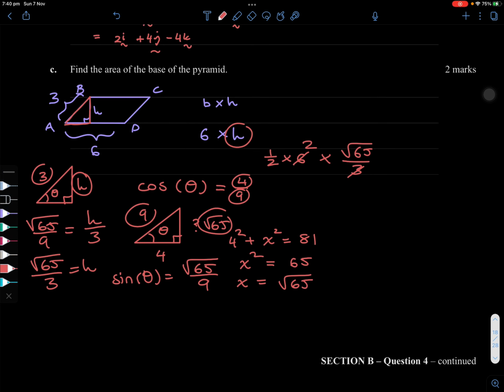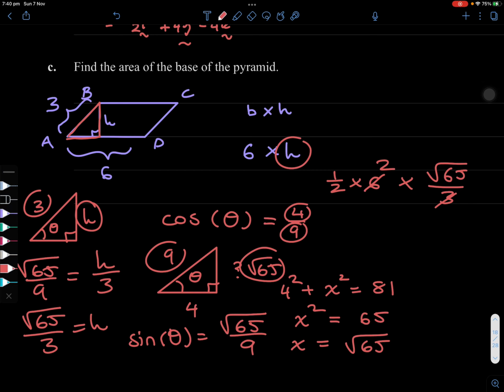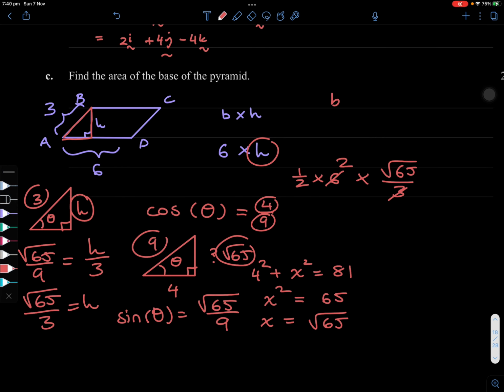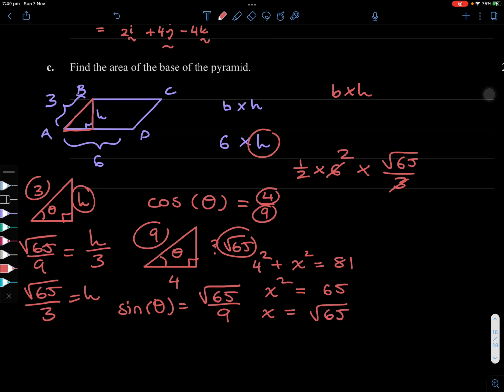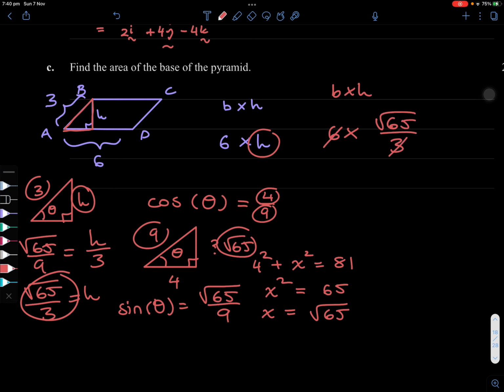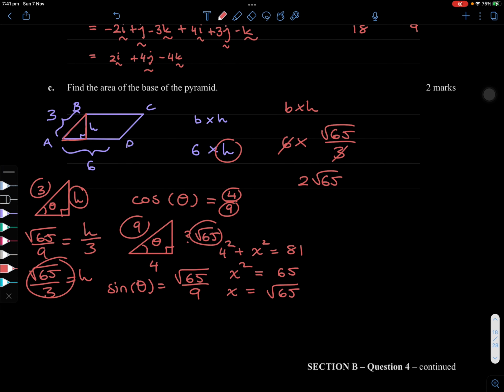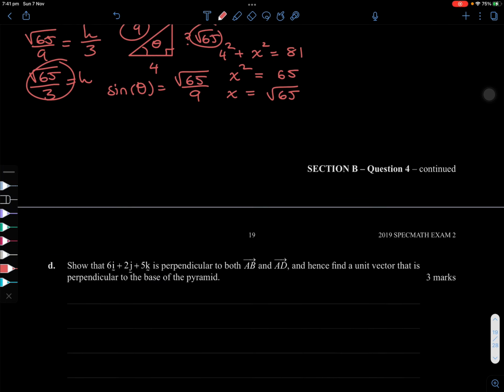Half base is literally a triangle. You guys must be like, what is this guy doing? The area of a parallelogram is base times height. And we figured out the height to be this, right? Our base is 6, and our height is what we just found it to be. These cancel and leave us with 2 root 65. That's the answer. Don't be dumb like me and write down the wrong formula from the start. Otherwise, the rest of your answer is going to be wrong if you don't pick up on that mistake. Okay?